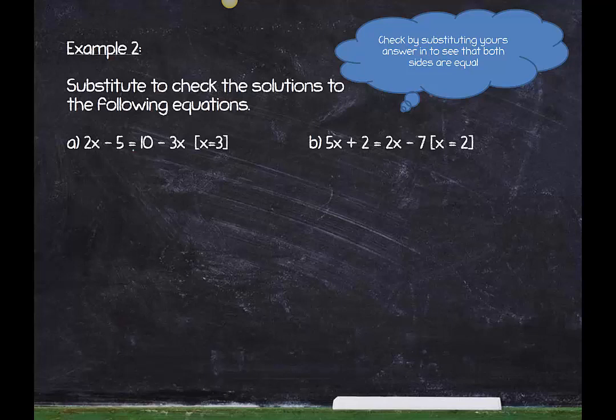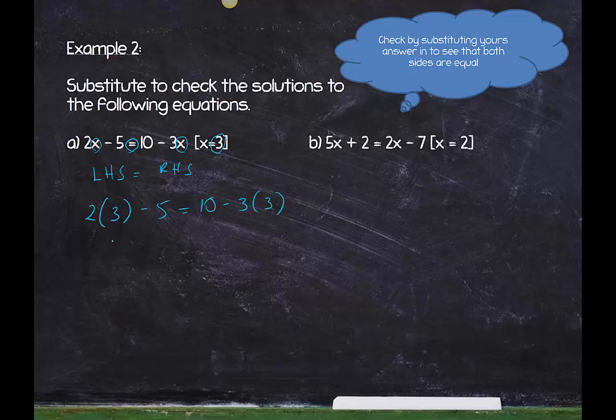Because we have the equals here, what that means is that the left-hand side should equal the right-hand side when we're finished. So both sides need to be equal for the equation to work. We're going to substitute the 3 in everywhere we see the x. So remember to put it in brackets. 2 outside of 3 minus 5 equals 10 minus 3 outside of 3.